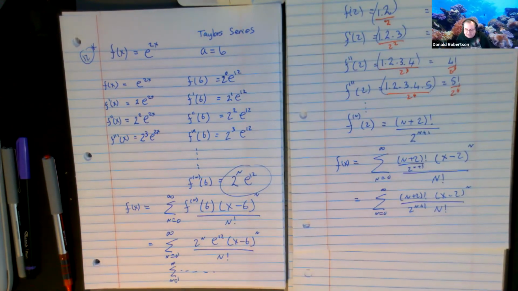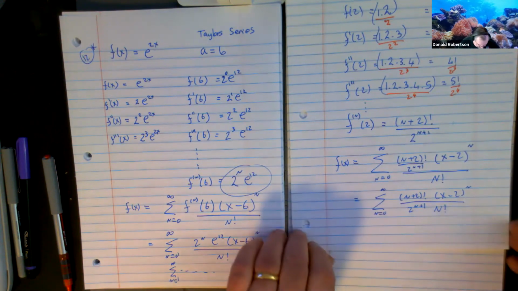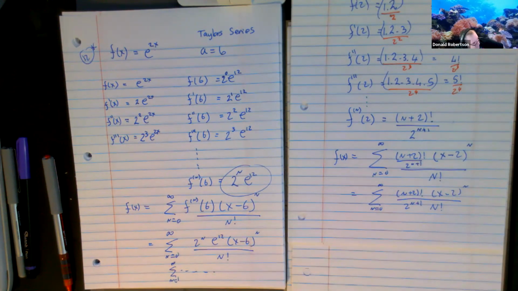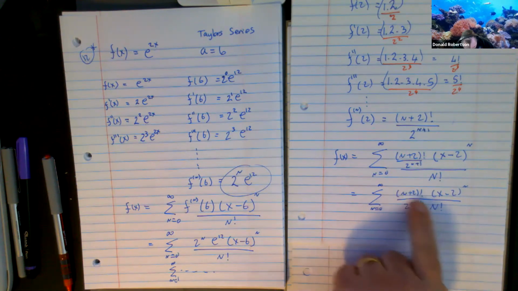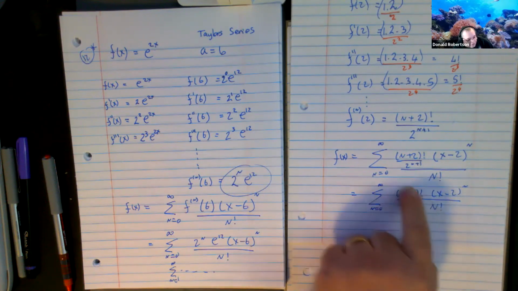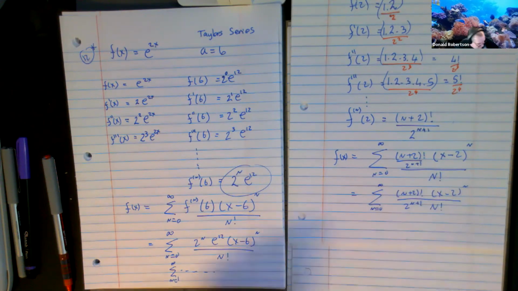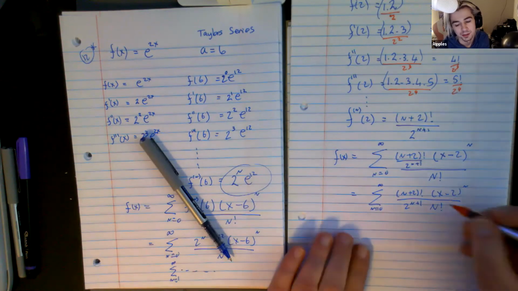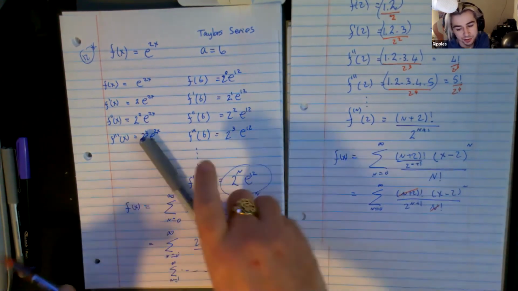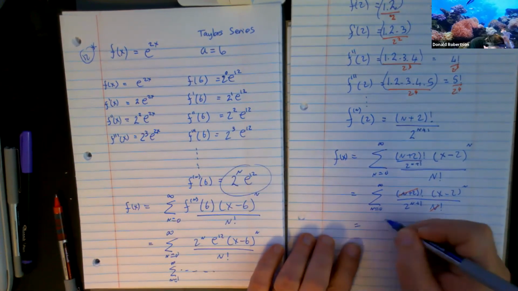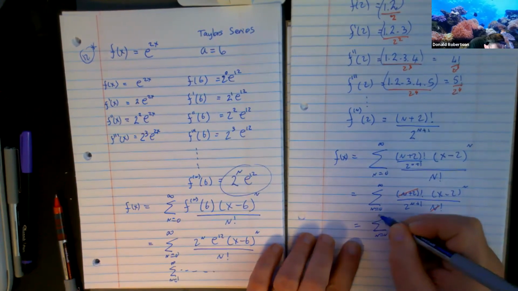Can we do any cancelling here? And be careful. Can these factorials cancel? It's going to be n plus 1, n plus 2 at the top. You nailed it. It's exactly what that's going to be.